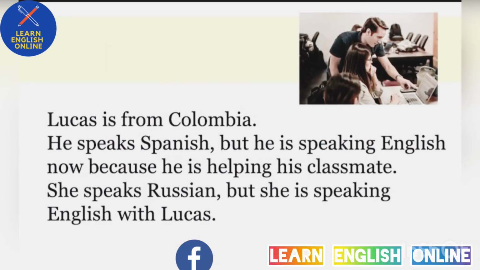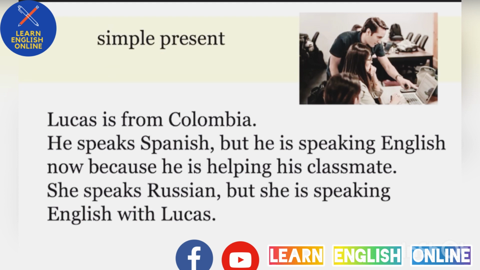Lucas is from Colombia. He speaks Spanish, but he is speaking English now because he is helping his classmate. She speaks Russian, but she is speaking English with Lucas. Some of these verbs are in the simple present and some are in the present progressive. Let's look.